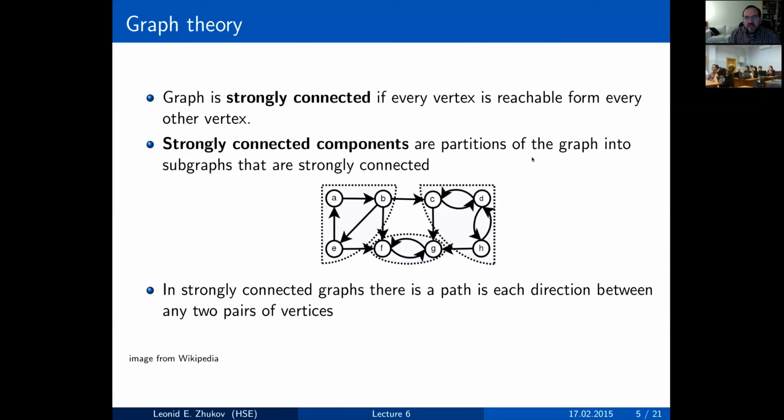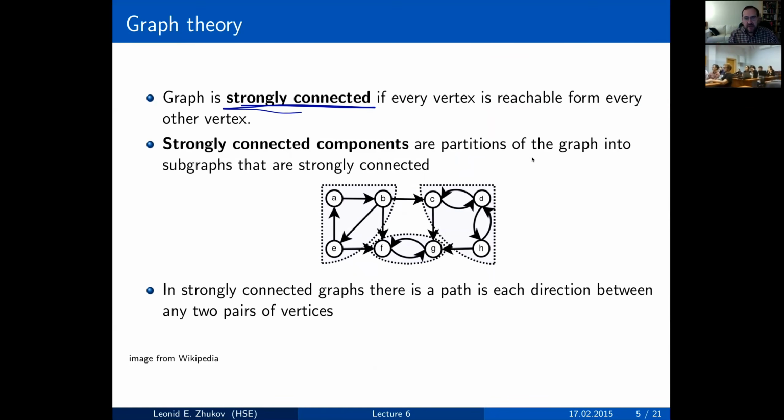A couple more important definitions, and you probably had them in discrete analysis, but I'll just remind them. So a graph is called strongly connected if every vertex is reachable from every other vertex. So this is very important for us today because for strongly connected graphs, things will go smoothly. We'll have to fix the graphs that are not strongly connected.